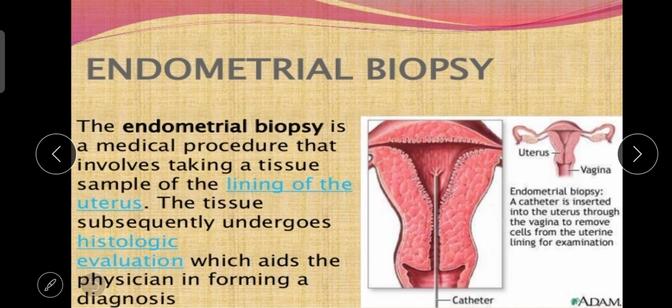Next one is endometrial biopsy. The endometrial biopsy is a medical procedure that involves taking a tissue sample of the lining of the uterus. The tissue subsequently undergoes histologic evaluation, which aids the physician in forming the diagnosis. So in endometrial biopsy, from the endometrium we collect or remove one sample section, mainly to confirm cancer.